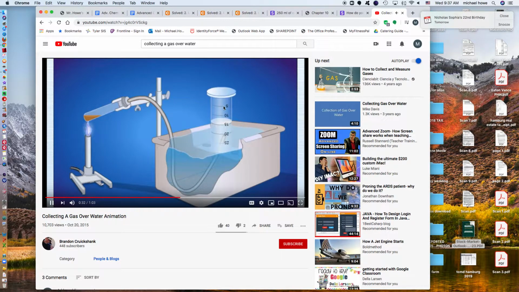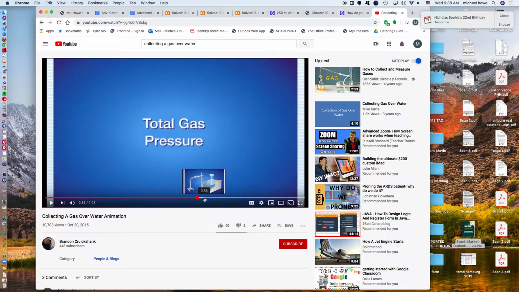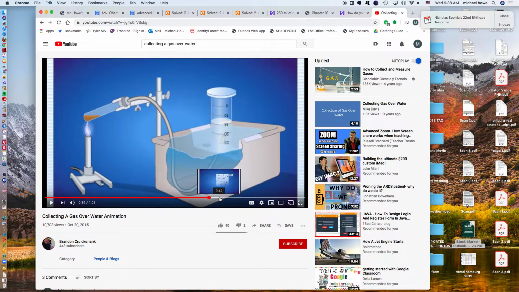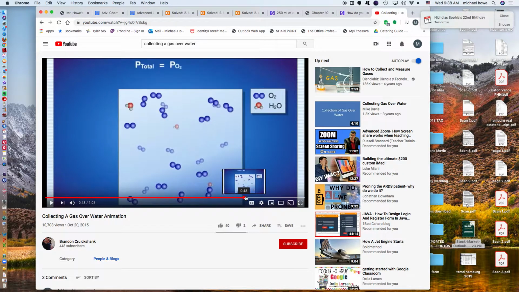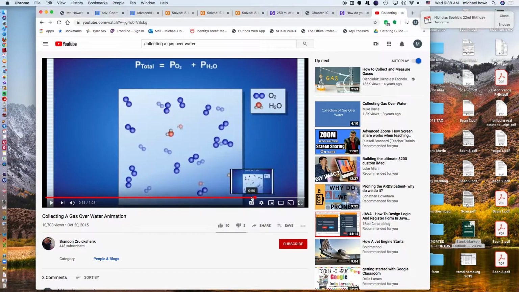So the total pressure inside this little area right here is going to be exerted by the oxygen that we collected. Plus, when the oxygen goes through the water, it's going to make some water evaporate. So up here, you don't just have oxygen, you also have some water vapor. All right, so the total gas pressure at the top would be equal to the sum of the oxygen molecules, which you see here, and the water vapor, which you see here. So the P total equals the pressure of the oxygen plus the pressure of the water.